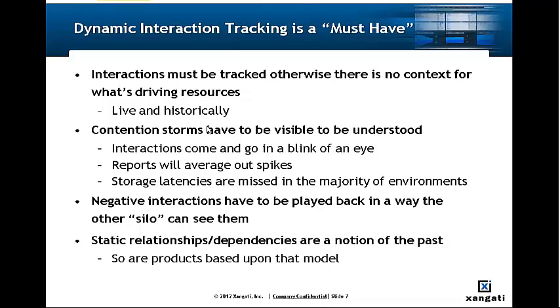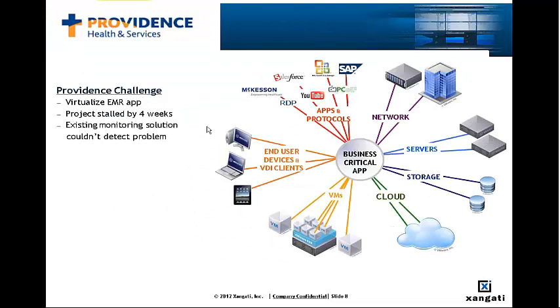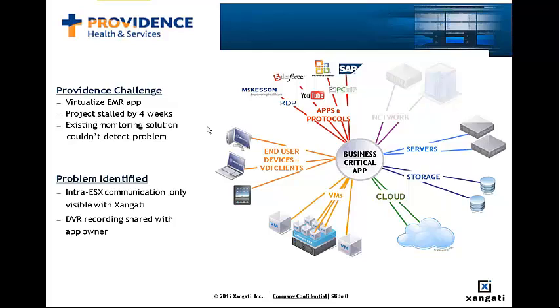And it's really true that in this kind of brave new world that we have of virtualization, static relationships and dependencies are really a notion of the past. We saw this at a very large hospital system in the LA area when they virtualized their medical records application. And the project ended up being stalled by 4 weeks. And it's the classic virtualization case of all the lights are green and yet the users are complaining. Particularly problematic was the fact that they had just deployed brand new hardware to virtualize this application, and the only thing on the cluster was the EMR app, and yet the performance was worse than the 3-year-old physical servers. And so, needless to say, the application community was not pleased.